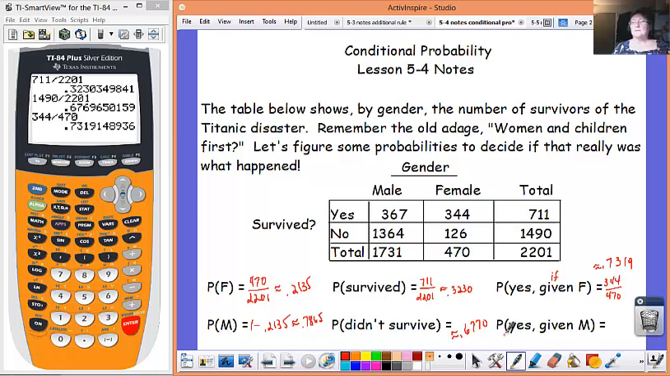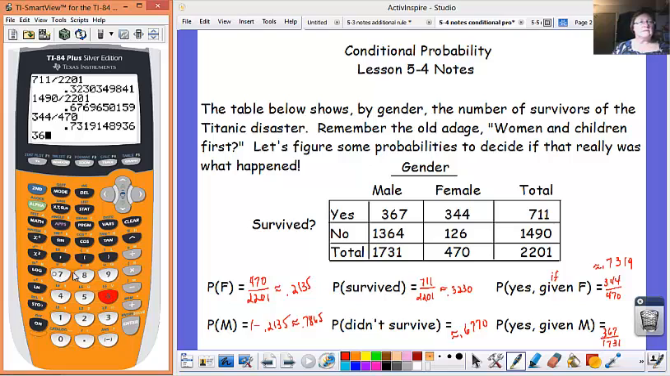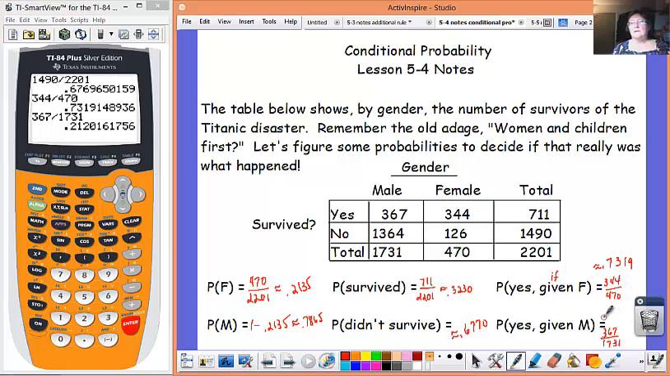That's about 0.7319. The probability that you survived given you were male, now we're looking here. The bottom of our fraction, we're only counting the males here, so the bottom of our fraction is 1731. Those that survived, only 367. That's about, oh, that's terrible. About a fifth, I think. 367 divided by 1731. Wow. Right around 21.2%, 0.2120. Oh, that is sad.